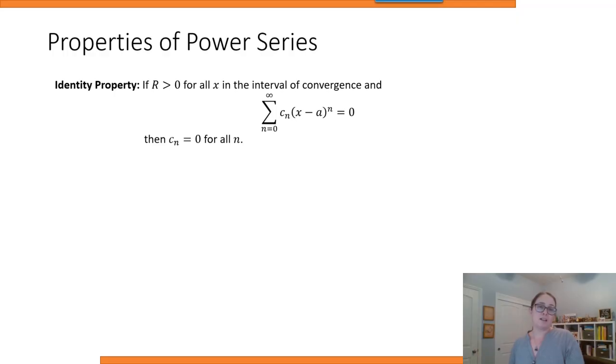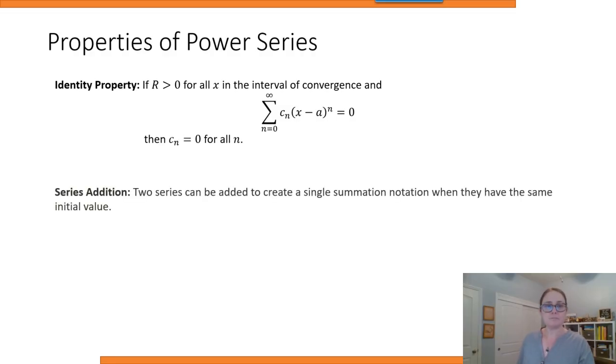Some other properties. If the radius of convergence is greater than 0, then if the sum of the power series equals 0, then that means all of the coefficients, the cn's, are equal to 0 as well. And that's called the identity property.